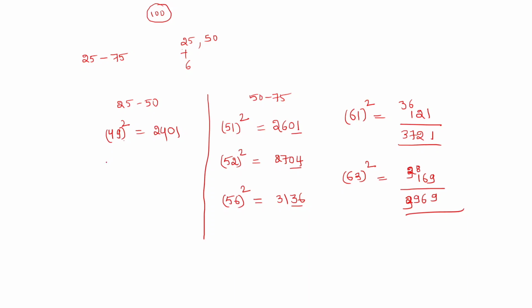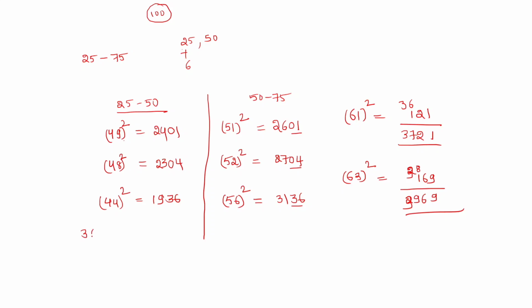2401. Then 48 square. 48 is 2 less than 50. So 2 square, 04, I'll write here. I have to subtract that 2 from 25. That is 23. Let me find out 44 square. The difference between 50 and 44 is 6. 6 square, I can write 36 here. I have to subtract that 6 from 25. 25 minus 6 will be 19.